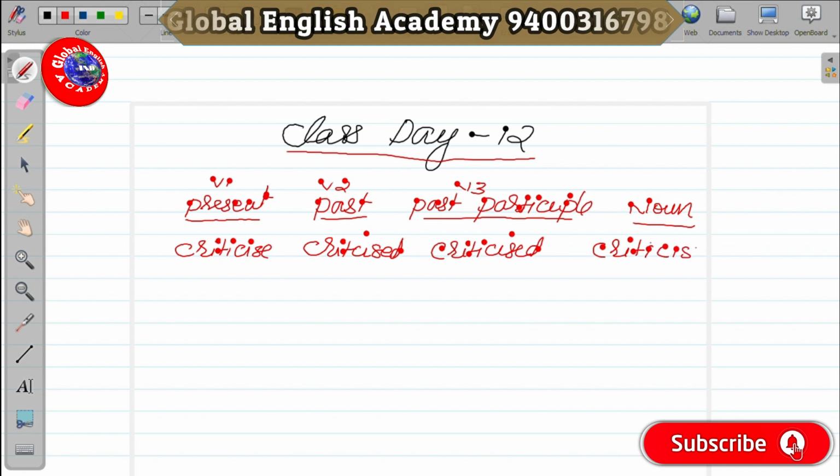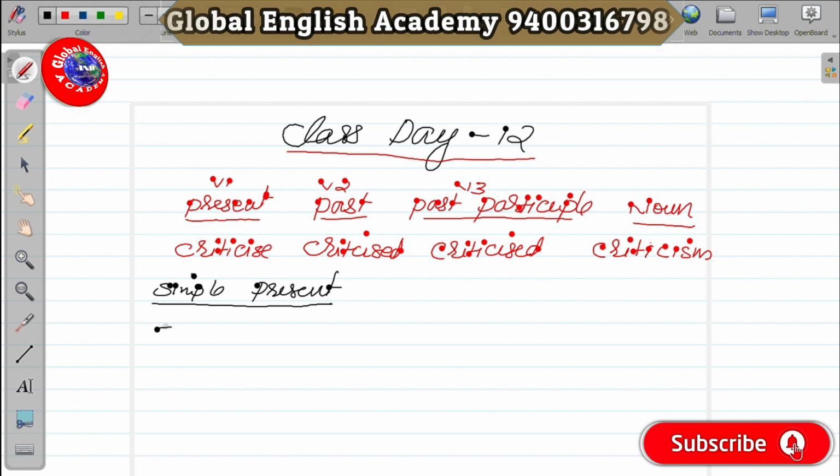So let us start with today. We'll start with the word criticize. Criticize, criticized, criticizing, and criticism are the four forms of this verb criticize. It is a regular verb. As I told you, for a regular verb you get past tense and past participle by adding ed, and an irregular verb means go, went, gone. It has different forms of past and past participle.